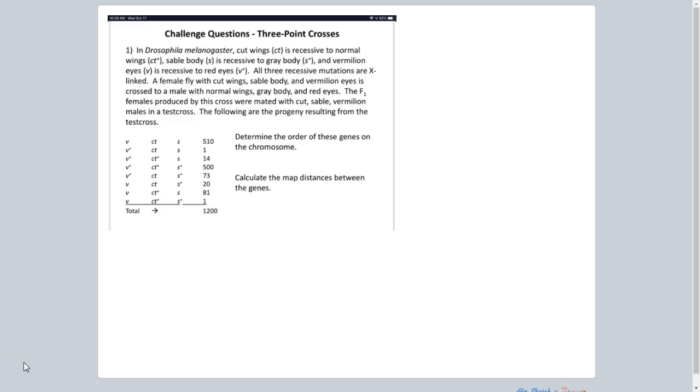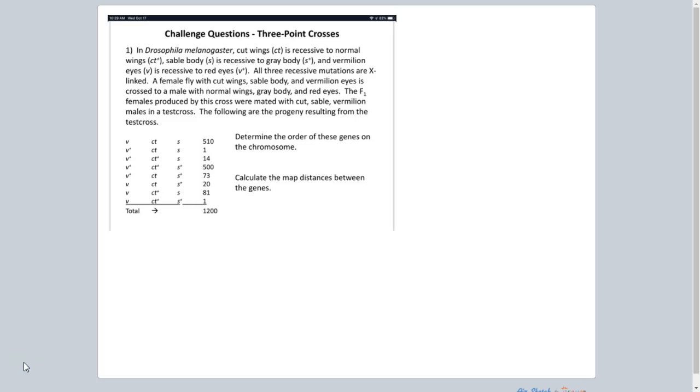We have a female fly that is recessive, and she is mated to a heterozygous male fly. There's no sex linkage here, so this is our typical three-point cross problem, and we're simply asked to determine the map order of the genes and the map distances between those genes. So we're going to attack this the way that we always attack these.